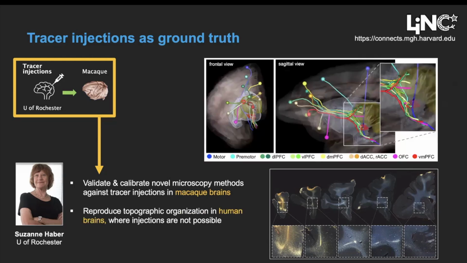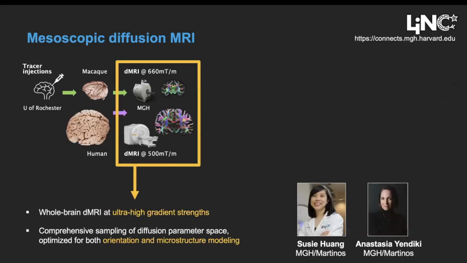brain. In the human brain, we also know that there are certain topographic organizations of these fibers that we can also use as sort of an indirect way, trying to replicate these topographic organizations in the human brain as a way to sort of verify that our methods are working. But in the macaque, we'll have the direct validation against the tracers.